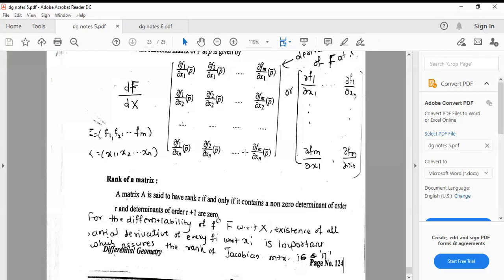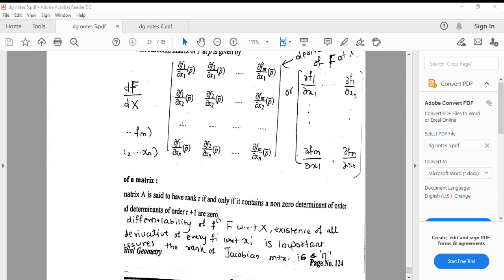The rank of a matrix is said to be R if and only if it contains a non-zero determinant of order R, and every determinant of order R plus 1 is 0. I hope everyone knows what the rank of a matrix is; everyone says it is the number of non-zero rows. But is that right? Is everything clear? Can you think about what the number of non-zero rows means?